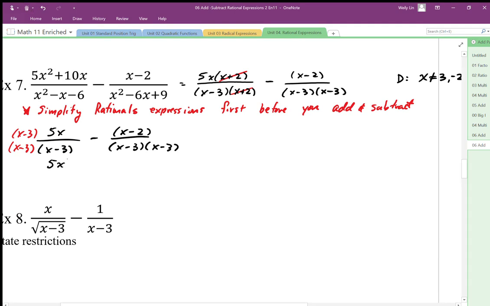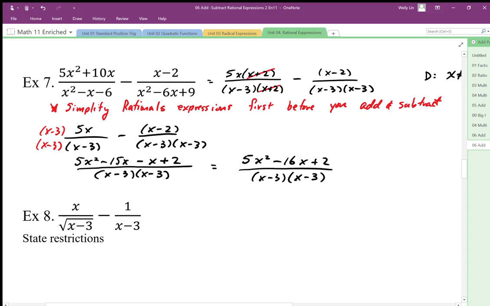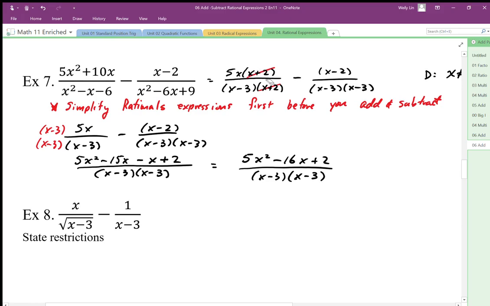So at this point we end up with 5x squared minus 15x minus x minus 2, so plus 2. That's all over the common denominator of x minus 3, x minus 3. Combine like terms and we're done. So minus 16x plus 2, that's not factorable. And that's all over the common denominator. Okay? So if we can, we should try to simplify fractions first before we add and subtract. It just makes it much easier to deal with if we do that.